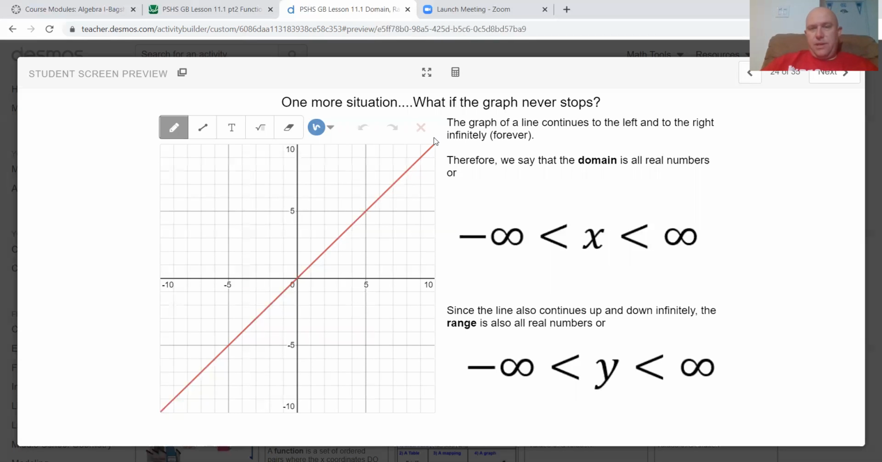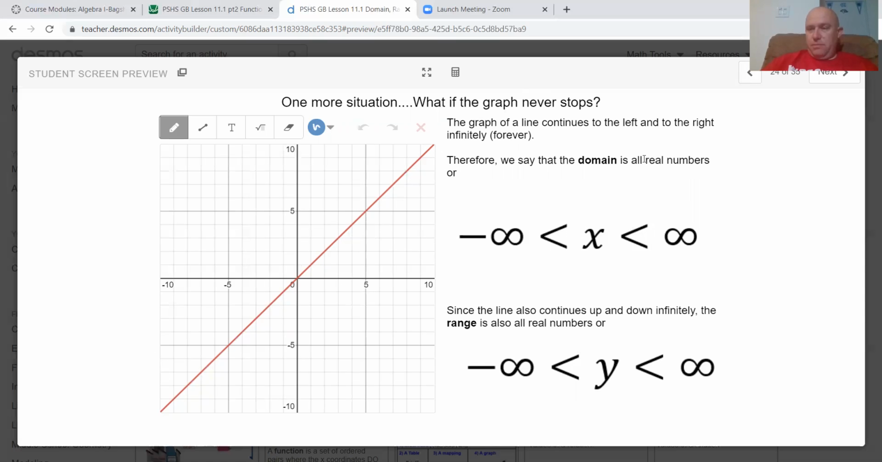And sometimes the graph continues in both directions. So this is going to continue to the left forever and ever. This is going to keep going up and up. And actually the same for the range as well. The y value is just going to continue to get bigger and bigger. So for these ones, although the graphs continue forever and ever, we've got a couple of different ways.